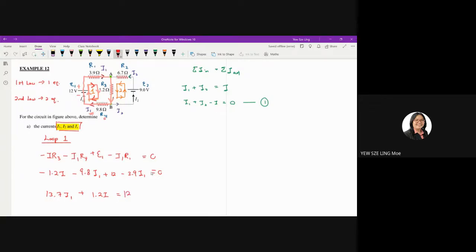I rearrange it so that the terms with unknowns lie on the left-hand side, and the constant value, 12, lies on the right-hand side. The ones with unknowns, you keep them all on the left-hand side. So this would be my second equation.